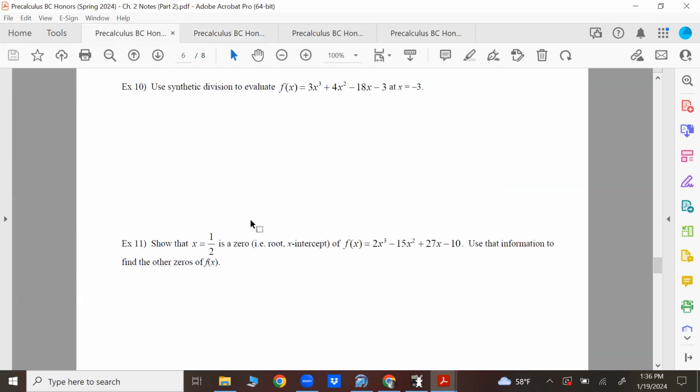So we're going to do synthetic division, but in this case, not to divide the polynomial, but to evaluate the function. So really what you're asked to do is find f of negative 3. Now, if you want, you can plug negative 3 straight up.